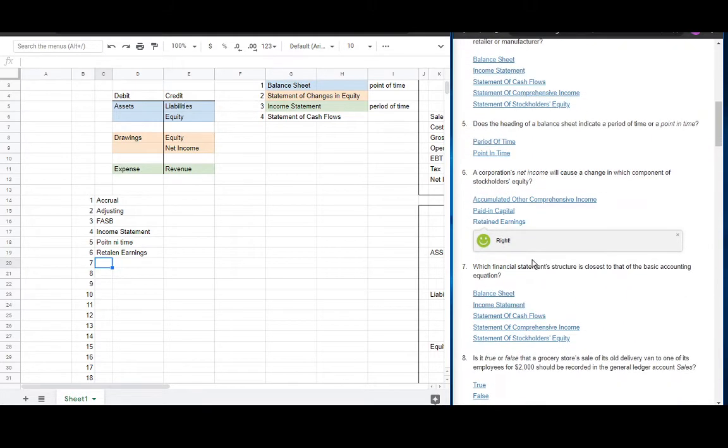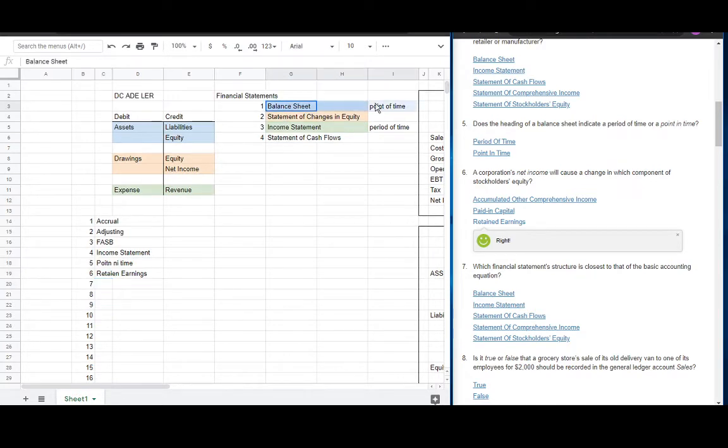Number 7. Which financial statement structures closest to the basic accounting equation? So the accounting equation is assets, liabilities, and equity, or the balance sheet.